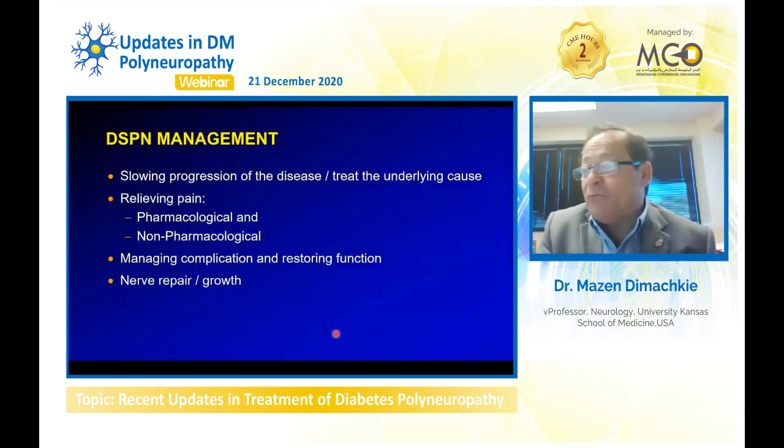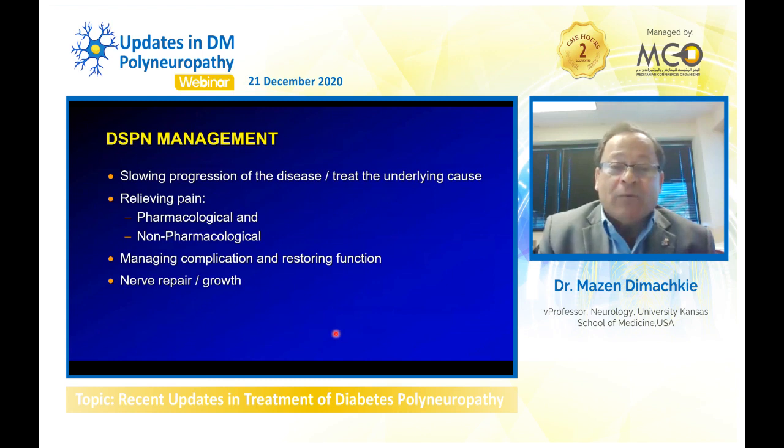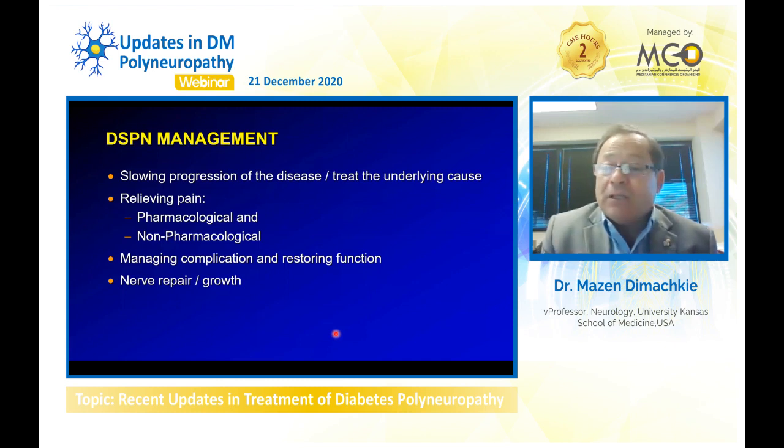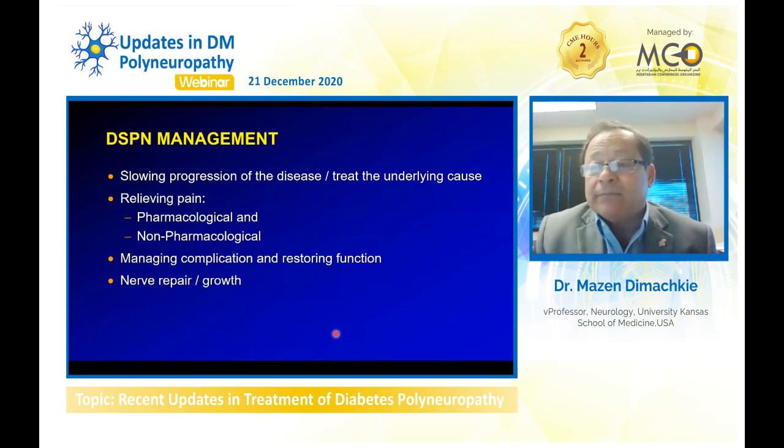So from here on, I'm going to focus the rest of the conversation, with this brief introduction, on the update to the management. And we're going to have a four-pronged approach. We're going to talk about slowing progression of the disease by treating the underlying cause, diabetes itself. Second, relieving pain, whether with pharmacological or non-pharmacological intervention. Third, managing complications and restorative therapy, physical therapy, what's the role of that? And nerve repair and growth, which is where the hope is, but we're not there yet.